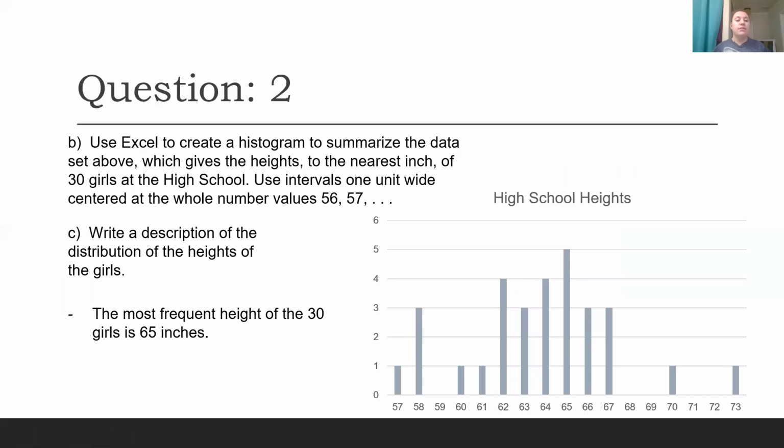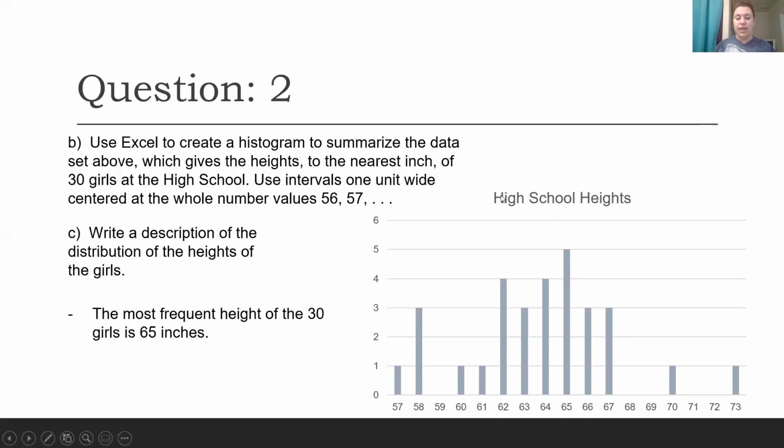Use Excel to create a histogram to summarize the data set above, which gives the heights, to the nearest inch, of 30 girls at the high school. Use intervals 1 unit wide, centered at the whole number values 56 and 57. So pretty much what we're doing is making a histogram. A histogram is like a graph. It seems to be a bar graph, if anything.